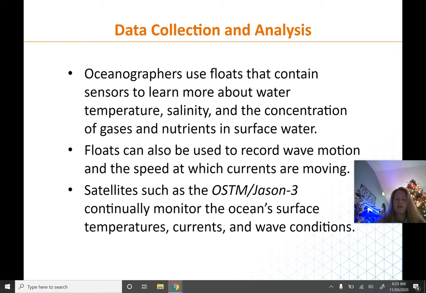So for example, during El Nino, when we have a pooling up of the warm water up against South America, we can detect that using the OSTM Jason 3 satellite. And we can figure out if it's gone up 2 centimeters. So it's pretty amazing. But it also looks at temperature, currents, and wave conditions as well, not just sea surface height.